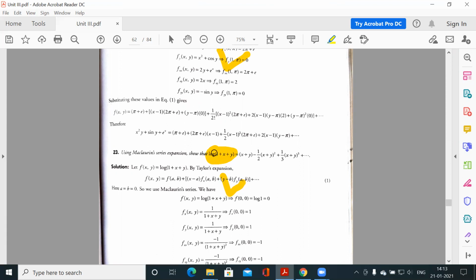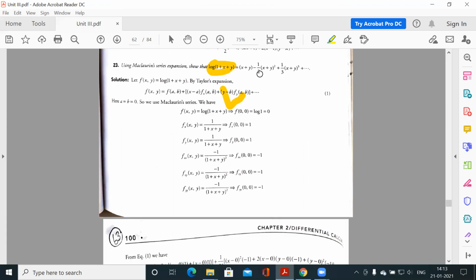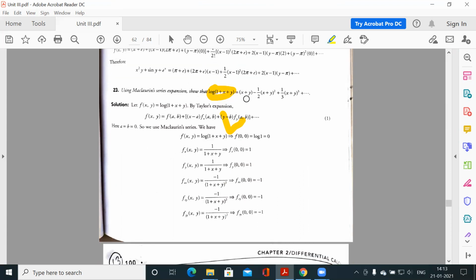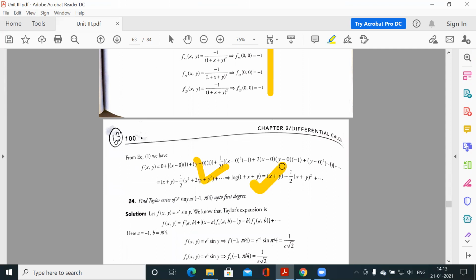This is your function log 1 plus x plus y. You have to prove this. Use the Maclaurin series. This is the Maclaurin series about 0, 0. You have to find all the derivatives at the point 0, 0. Substitute here, and you will get your required answer.